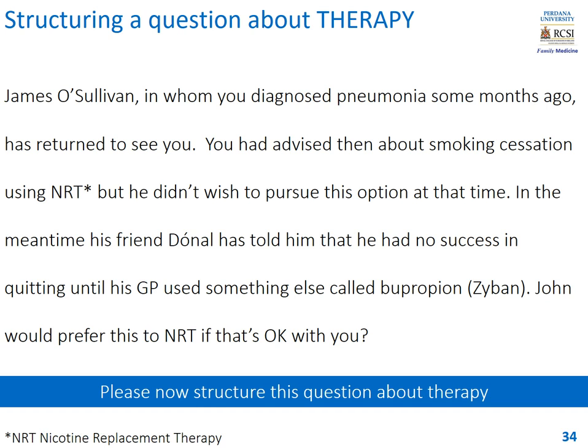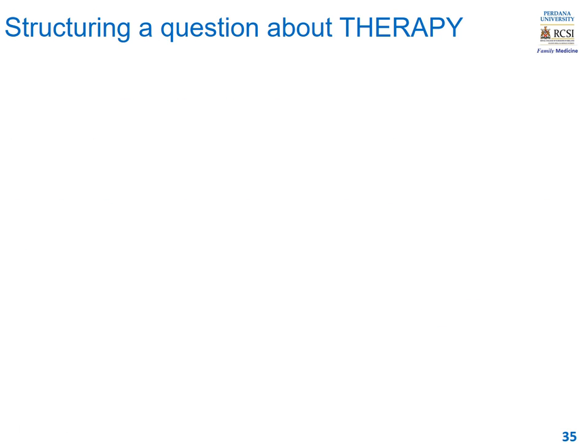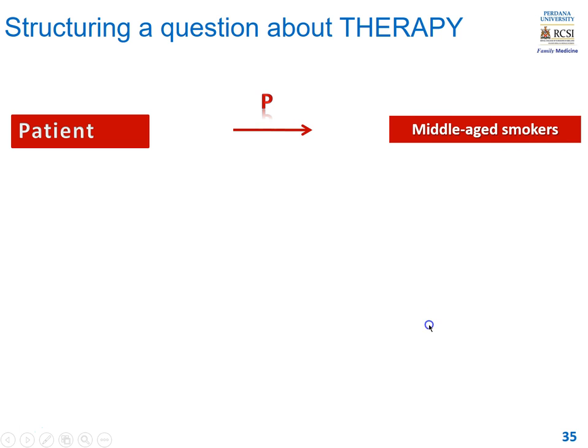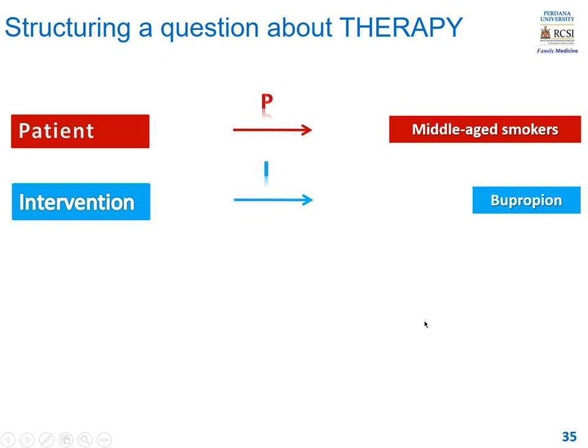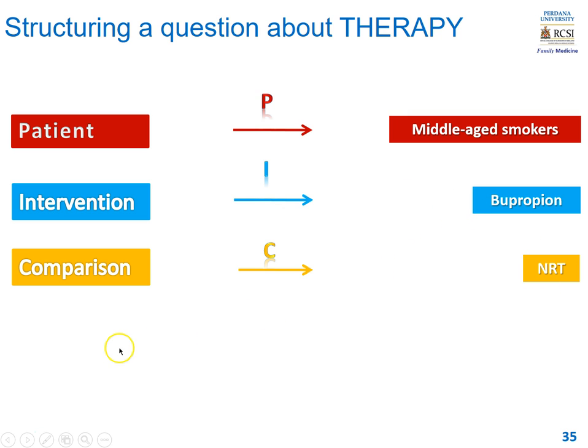You're not quite sure if bupropion is as good as, or better than, or safer than nicotine replacement therapy, so you decide to structure a clinical question around this topic. So let's do that now. So the patient's here. John O'Sullivan is 45 and he's a smoker, so middle-aged smokers will do fine. Intervention, bupropion, comparison, nicotine replacement therapy or NRT. You could switch these around, it doesn't matter which way they go in.